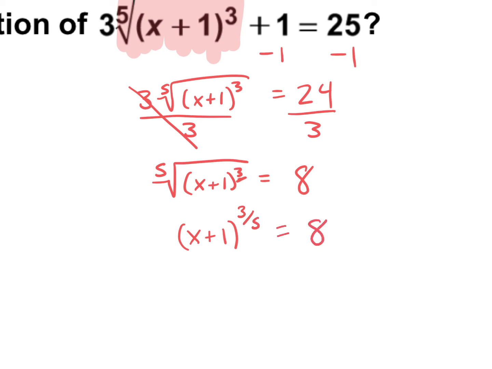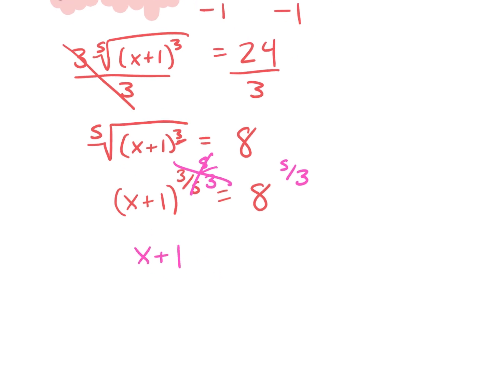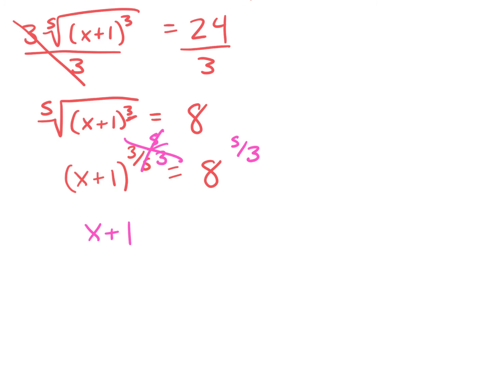Now, how do I get rid of that 3 over 5 exponent? Multiply it by the reciprocal, so the flip of it, so 5 over 3. What else do I have to do? Raise the 8 to the power of 5 over 3. So whatever we do on one side, you have to do to the other. On the left side, these are going to cancel. So we have x plus 1. And on the right side, we have 8 to the power of 5 over 3.